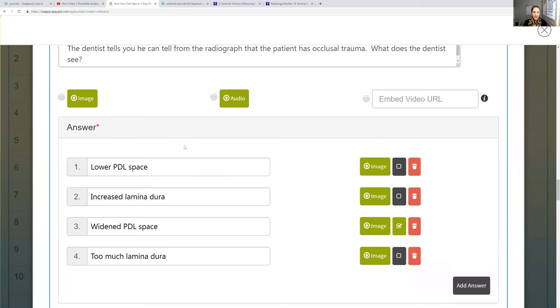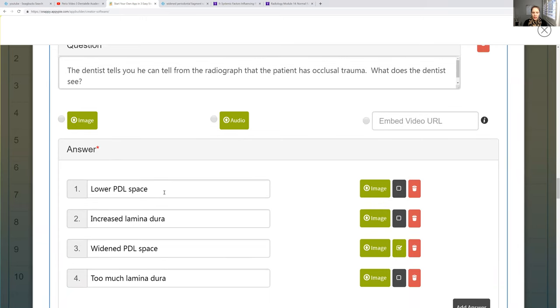That's the best answer. A lower PDL space, well, technically, if it's wide, it's lower. But that's why widened is the best answer, because that's what you're looking for in occlusal trauma. Increased lamina dura, well, that's just not true. Too much lamina dura just isn't true either, right?